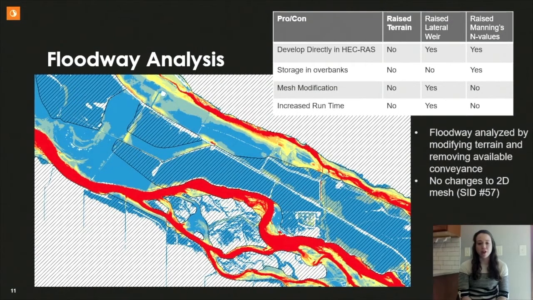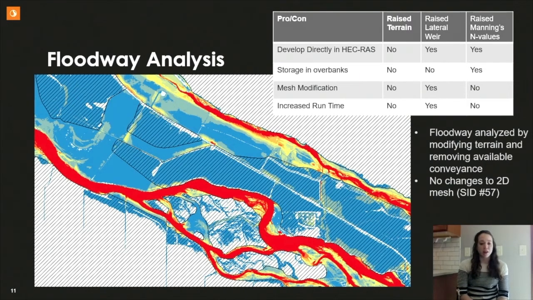2D floodways are a fairly new concept. There are 3 main options we considered for developing a floodway in a 2D model. One option is to modify the terrain so that the flow is contained in the channel. Another option is to add lateral weirs to the geometry, which blocks flow from the encroached overbanks. The final option is to adjust the N values in the encroached overbank so that they do not convey any flow. Each method has several pros and cons for their use.